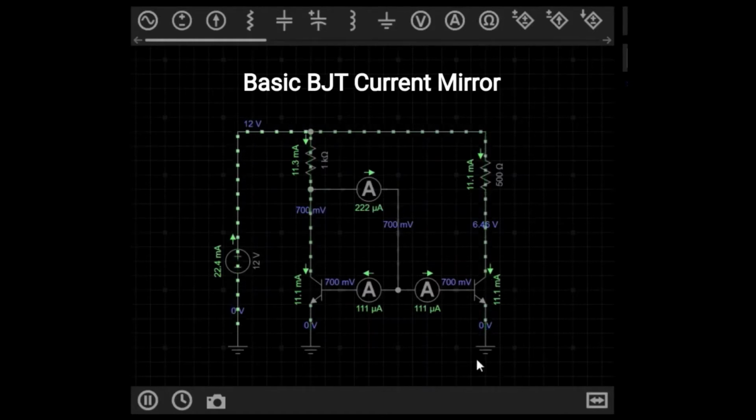The collector current through the first transistor is mirrored through that of the second transistor. Here are a few equations derived from the previous video that show how the output current through the load is related to that through the program resistor.